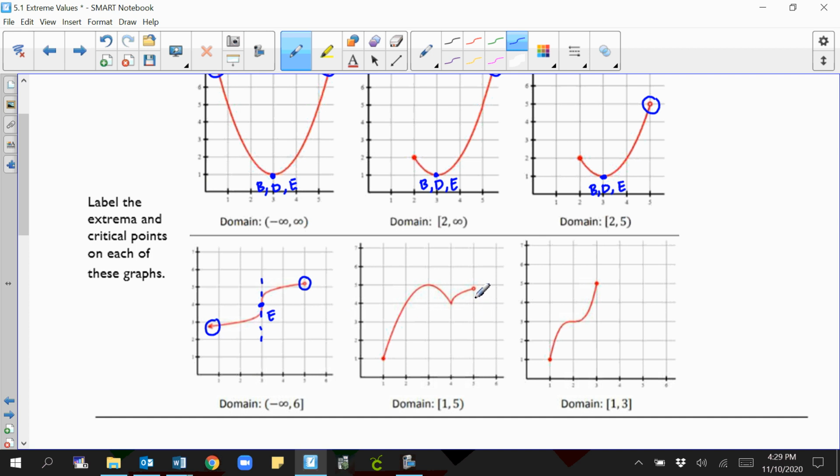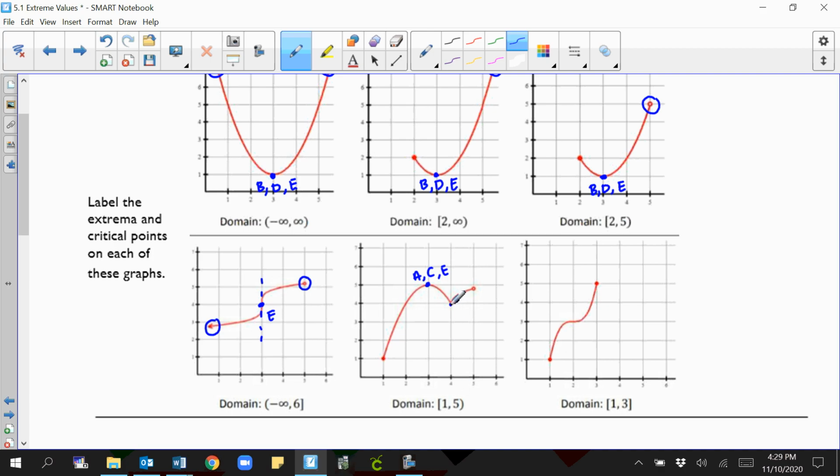And then I'm going to look at this point right here. Remember, we don't talk about our endpoints, but right here, this would be our absolute maximum. So I'm going to say that this one is A for absolute maximum, which means it's also a relative or local maximum, so I'm going to say it's a C. And that means it's also a critical point, so I'm going to put an E.